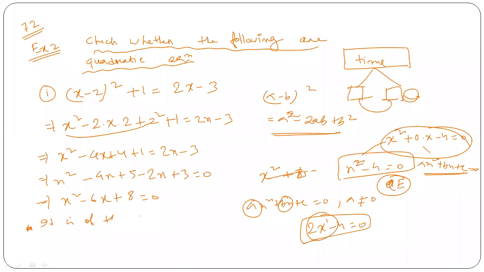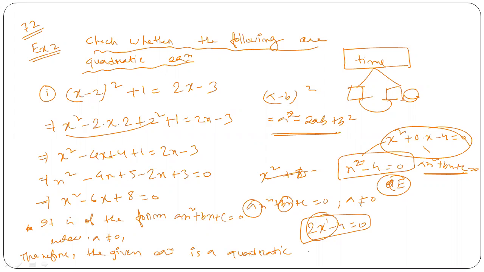Now it is of the form ax square plus bx plus c equal to 0, where a cannot be equal to 0. Therefore, the given equation is a quadratic equation. Clear, all of you? Yes, sir. Okay.